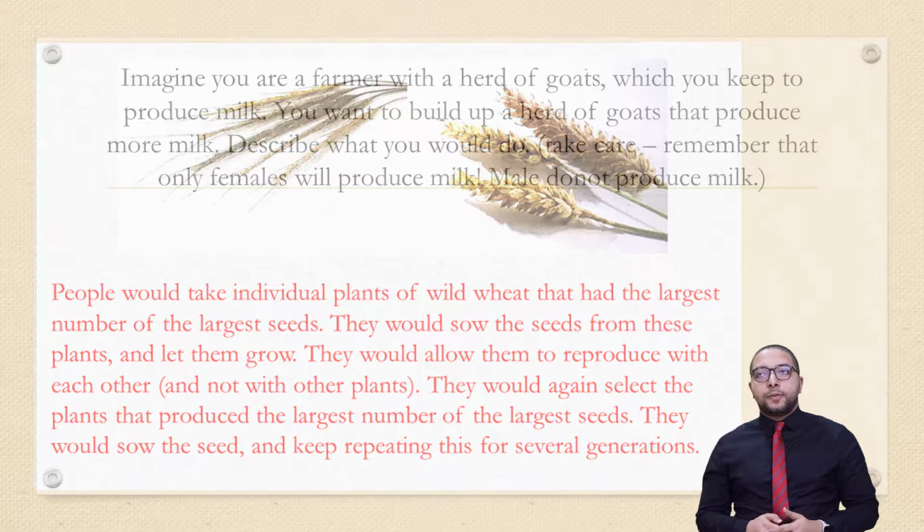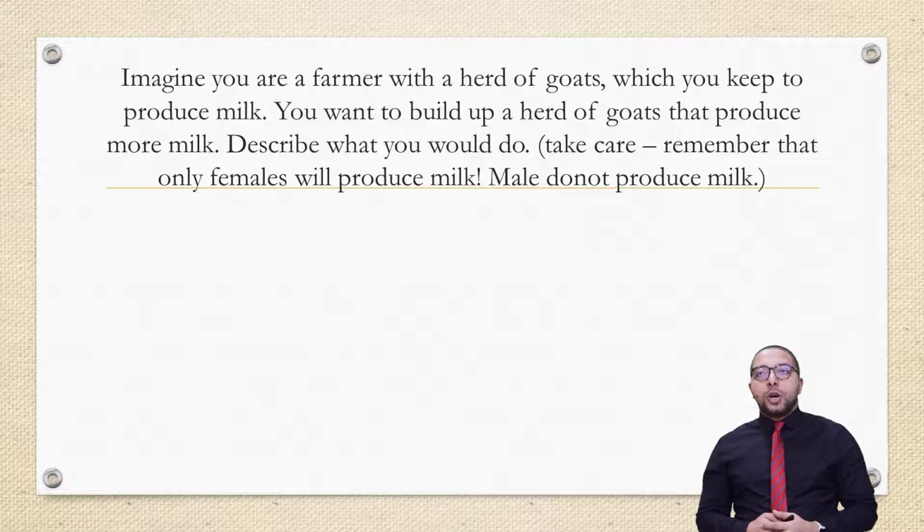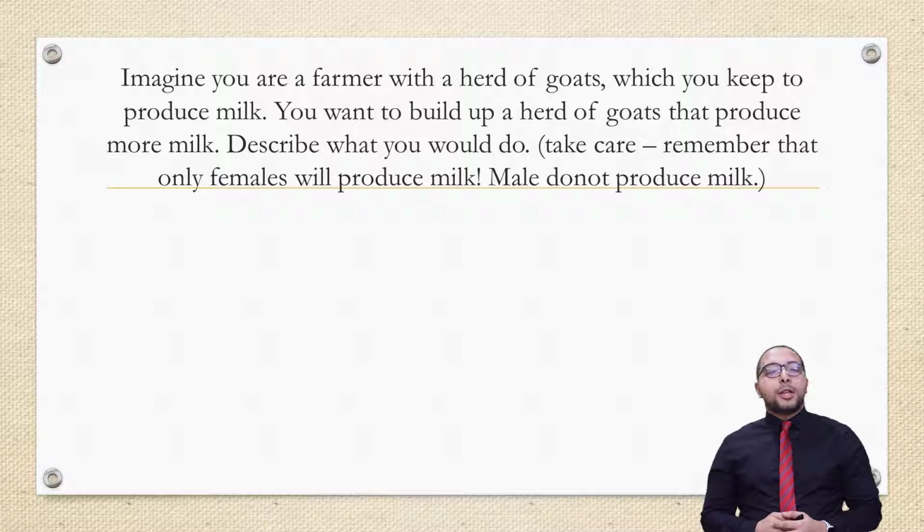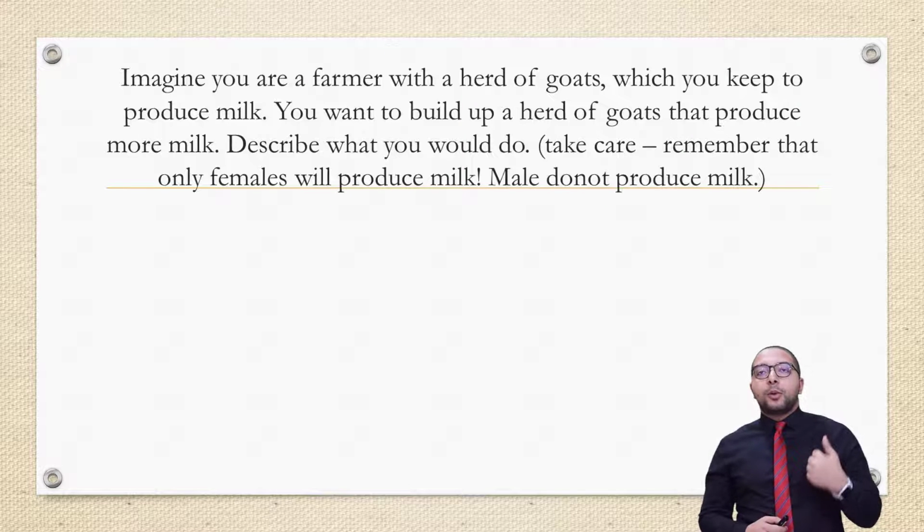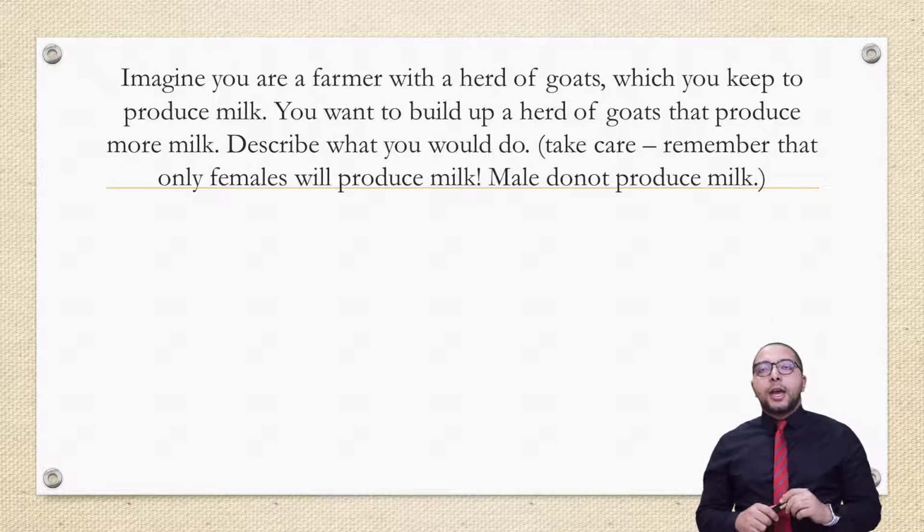Second question, imagine you are a farmer with a herd of goats which you keep to produce milk. You want to build up a herd of goats that produce more milk. Describe what you would do. Take care. Remember that only females will produce milk, males don't produce milk. I want you to remember what we have discussed last time when we were discussing selective breeding and natural selection, and I have explained this example over there.